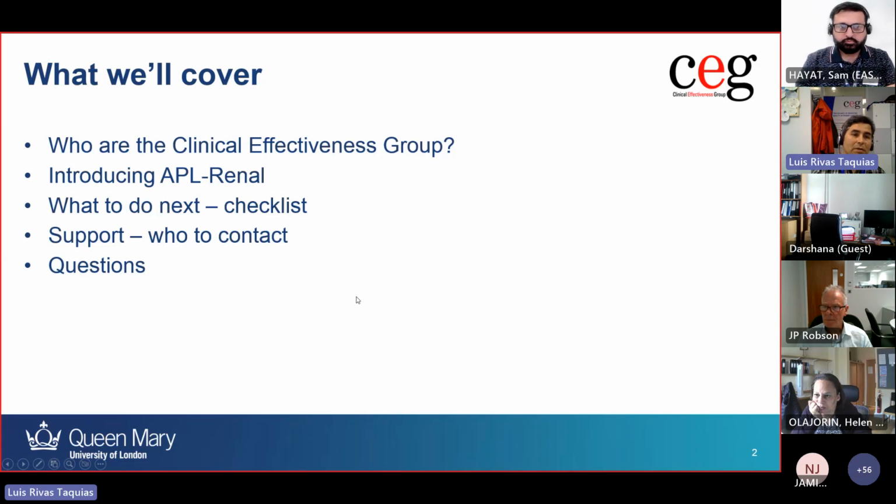Right. So what are we going to cover? First of all, we'll just tell you who CEG is. Then we'll be introducing the APL tool, and then we're going to go through a checklist of what to do next. And then there'll be a slide on who to contact, facilitators, etc. And last of all, we allow some space for questions.